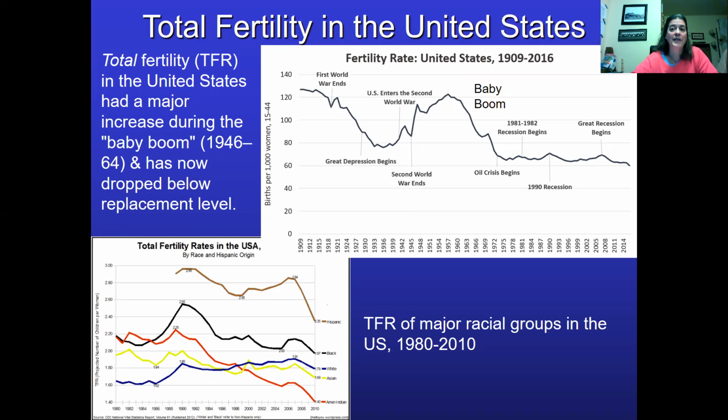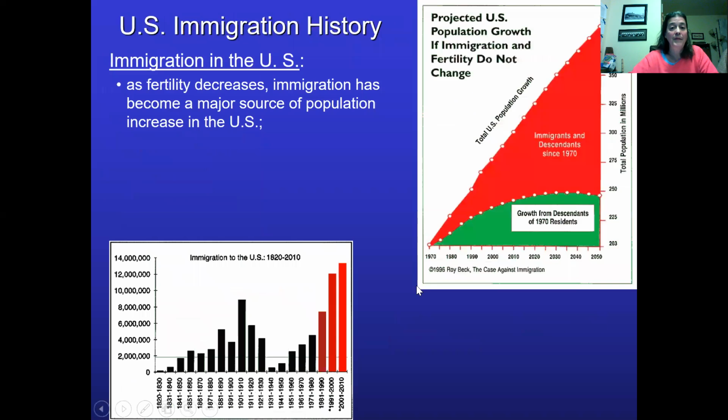And just like the Great Depression led to a slowdown in population growth, economic booms tend to lead to population increases. And you can see down here too that we are also a very ethnically diverse country, that there are different fertility rates for different ethnic groups in our country.